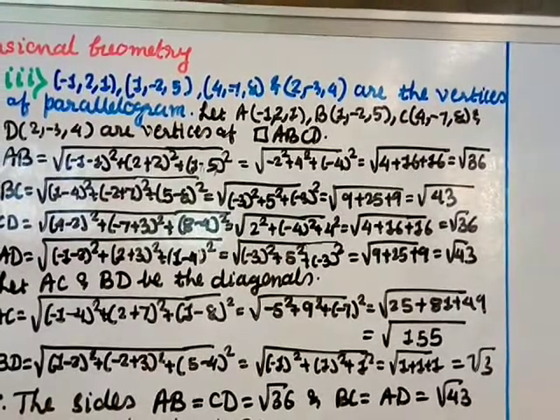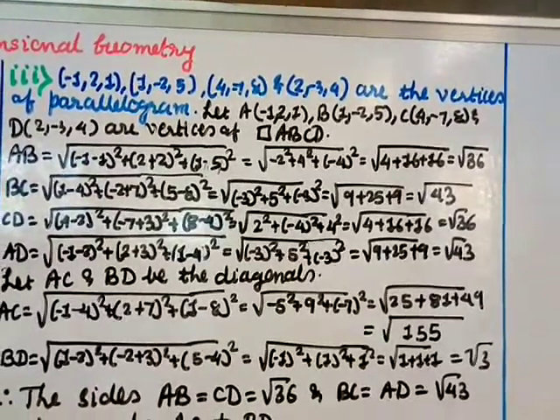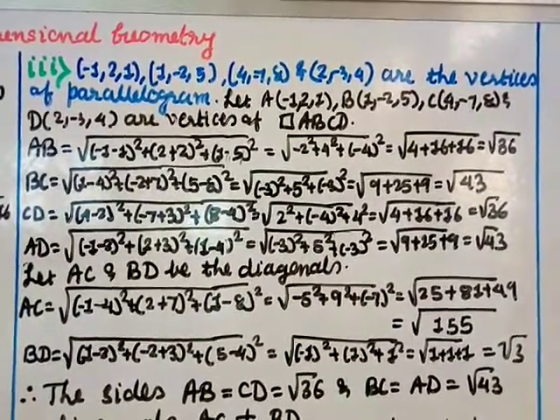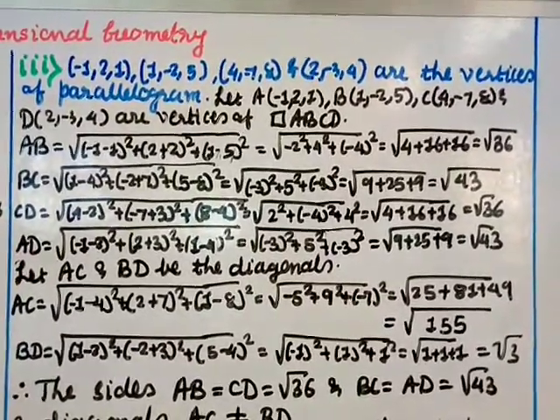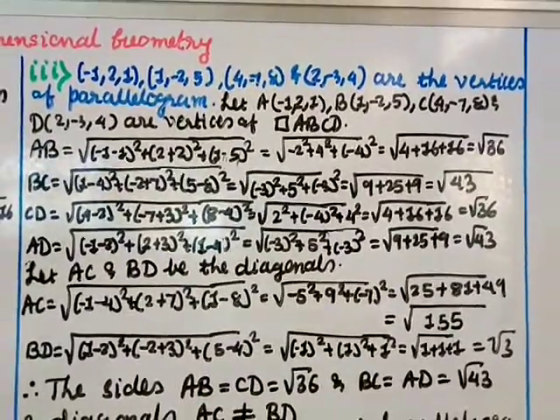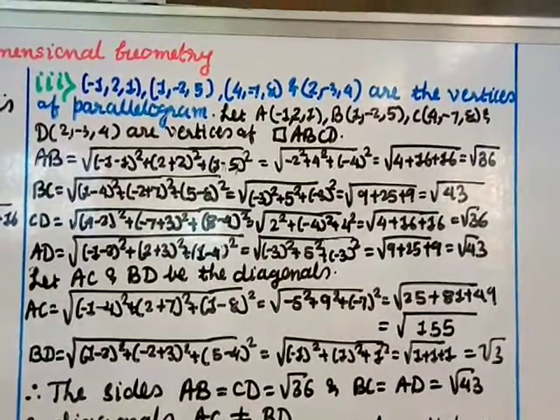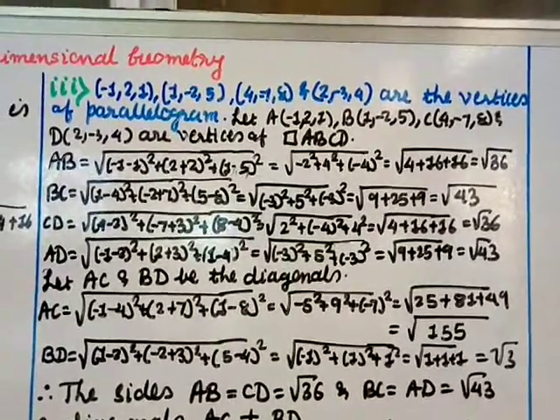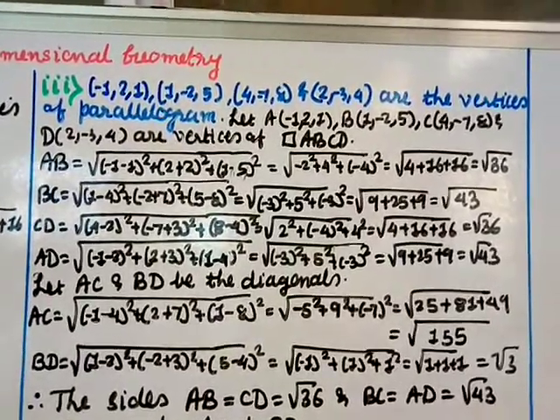Roman number 3: (-1, 2, 1), (1, -2, 5), (4, -7, 8) and (2, -3, 4) are the vertices of a parallelogram. In a parallelogram, the opposite sides are parallel and equal in length. Their measurement will be the same and the diagonals will be different. So we shall show that the opposite sides are equal in length and the diagonals are not equal. Then we can say that it is a parallelogram.